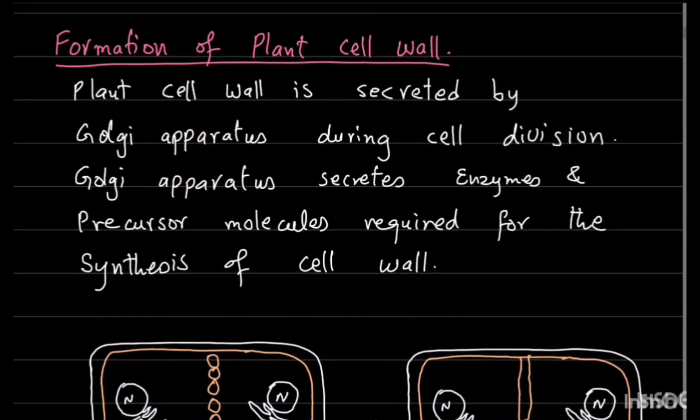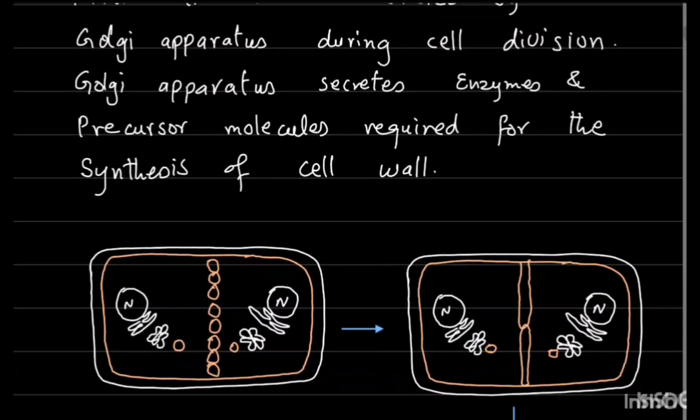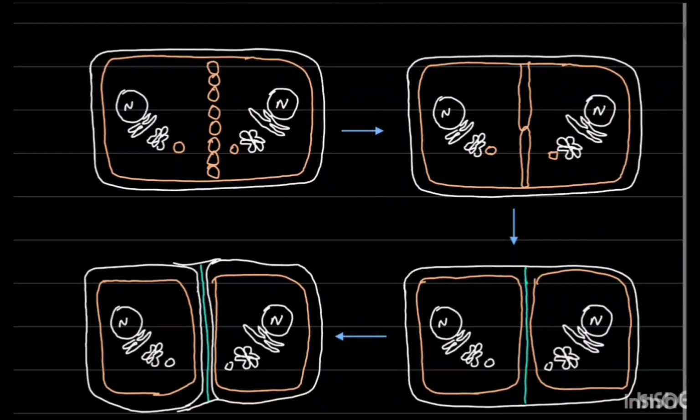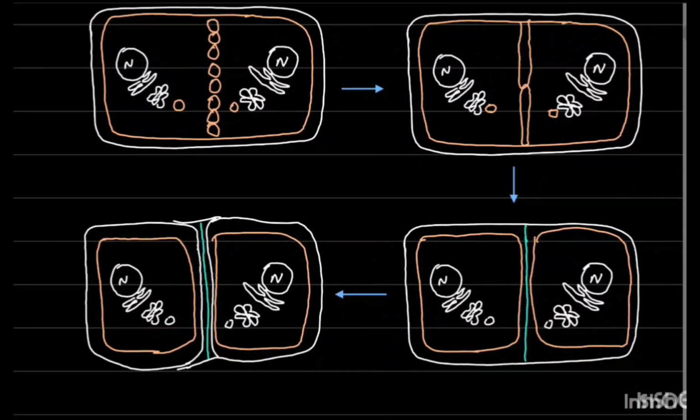How is the cell wall formed? Plant cell wall is secreted by the Golgi apparatus during cell division. The Golgi apparatus secretes enzymes and precursor molecules that are required for the synthesis of the cell wall. These vesicles fuse together and form a phragmoplast. Later on, the chemicals present inside the vesicles form the middle lamella, and further vesicles are secreted that form the primary cell wall and secondary cell wall.